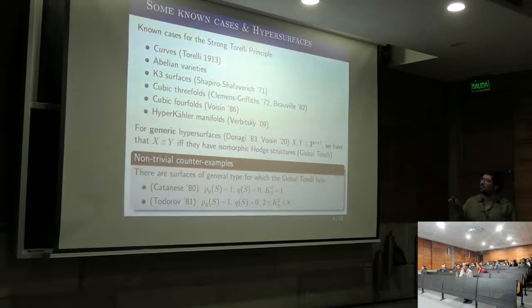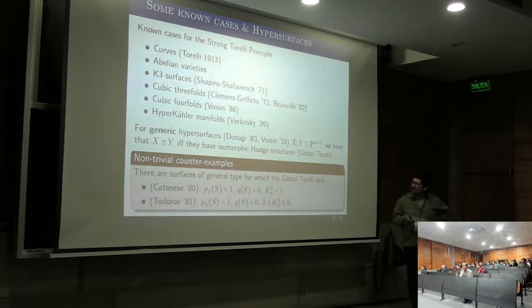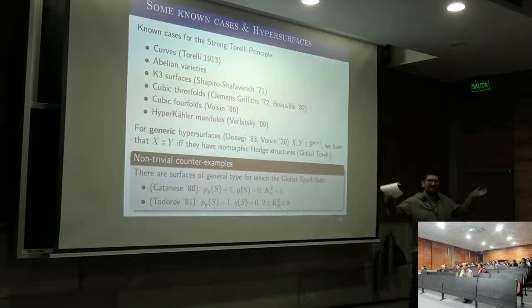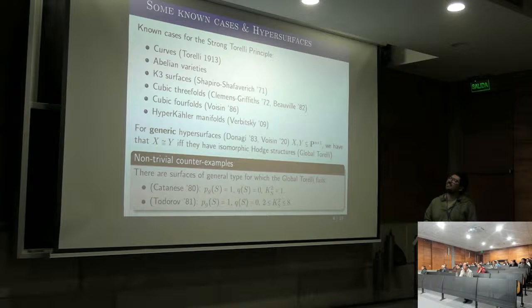A very classical result is that this is true also for cubic threefolds. This is actually super nice. I can give you a hand-waving proof of this. So in this case, what we have is the following. You have a cubic threefold, right? So a three-dimensional guy.